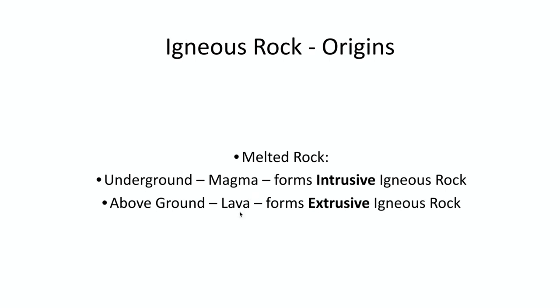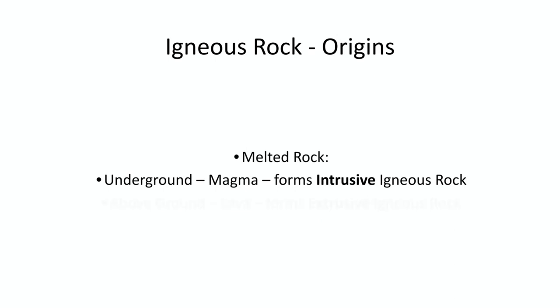Liquid rock above ground, we can call that lava, and that's going to form extrusive igneous rock. So, really, the only difference between lava and magma is where it's at. Lava is above ground, magma is underground. Intrusive, inside the earth. Extrusive, lava has exited. You can almost see the word exit right there. Extrusive, exited the earth. It's above ground.